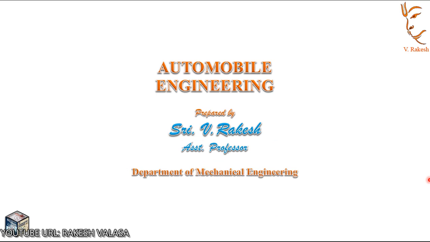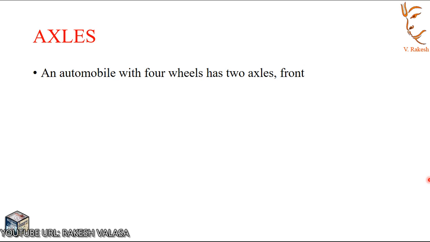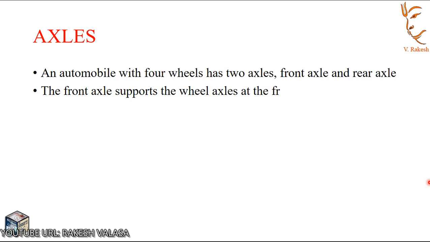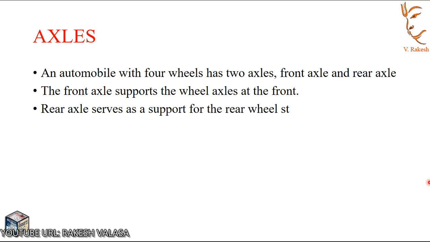In this session, I am going to explain axle systems in automobiles. An automobile with four wheels has two axles, one is the front axle, another one is the rear axle. The front axle supports the wheel axles at the front. Similarly, the rear axle serves as a support for the rear wheel's stub axles.